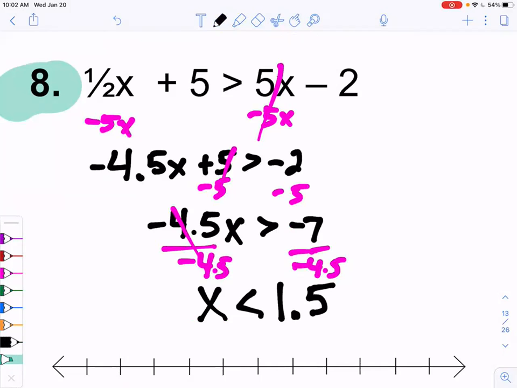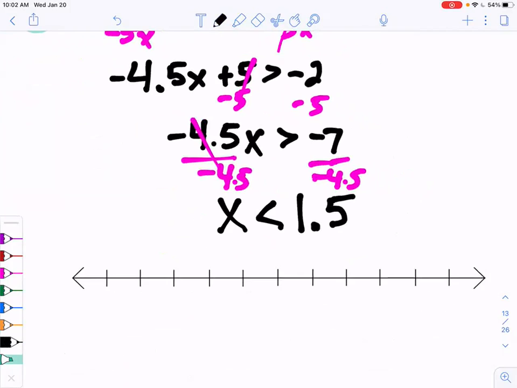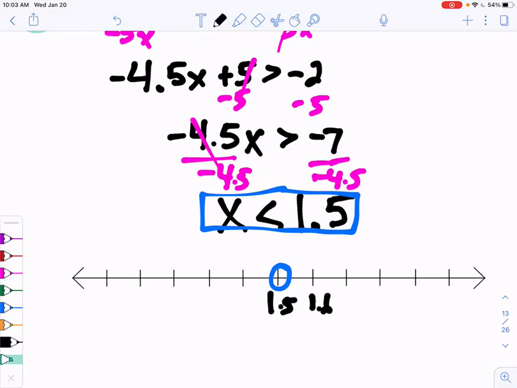Yeah, you get 1.5. So now we want to graph that. When we're graphing, if you guys remember, I like to just put whatever that number is that we want to graph right in the middle. Right here. So I have a 1.5, 1.6, 1.7. Down here you got 1.4, 1.3, 1.2, 1.1. So you can put a couple numbers here.